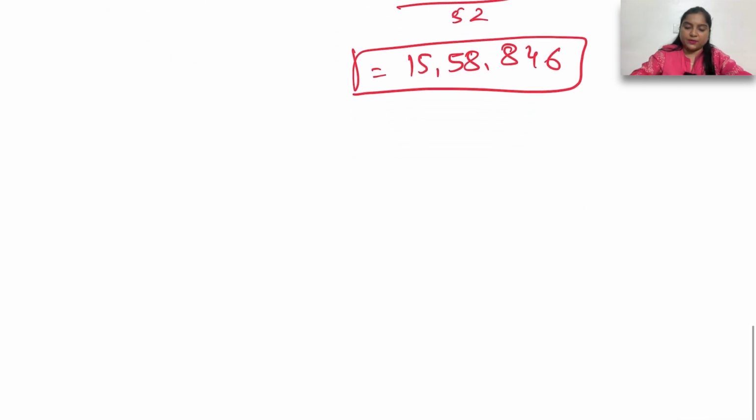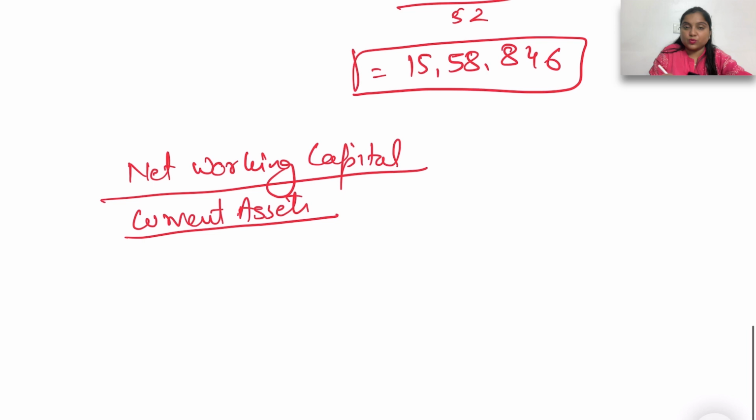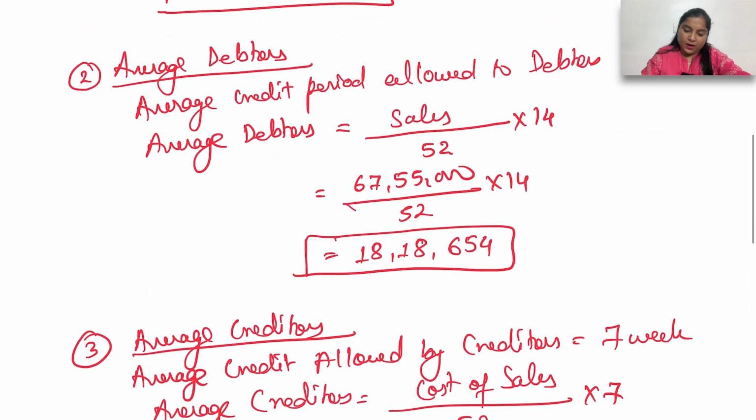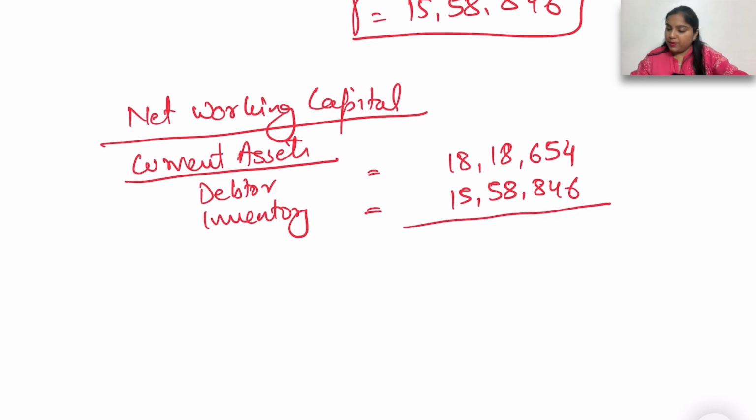Let's compute the working capital. I hope you know how to compute the net working capital. So we need current assets and current liabilities, but we don't have individual detailed current assets. So let's add them. We have debtors and inventory, and in the current liability side we have creditors, right? Debtors 18,18,654 and the inventory is 15,58,846. So your total current assets is 33,77,500.